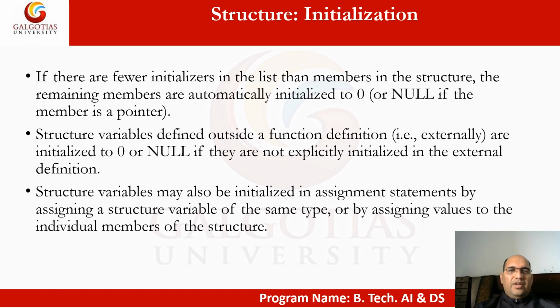If there are fewer initializers in the list than members in the structure, the remaining members are automatically initialized to 0, or NULL if the member is a pointer. What we want to say here is that if you give fewer values than the actual number of members in a structure, the remaining members will be initialized with the value 0, and if a member is of pointer type, it will be initialized with NULL.